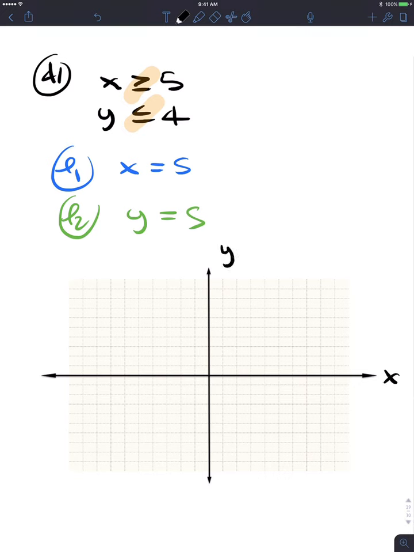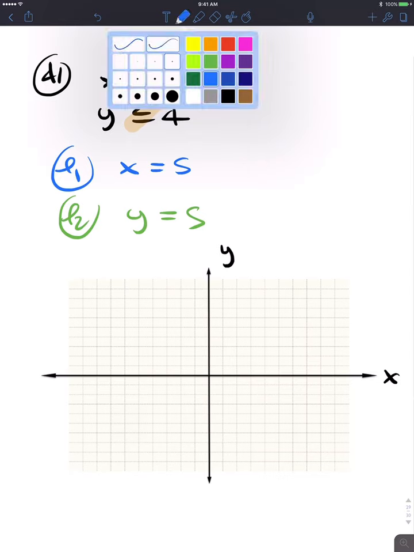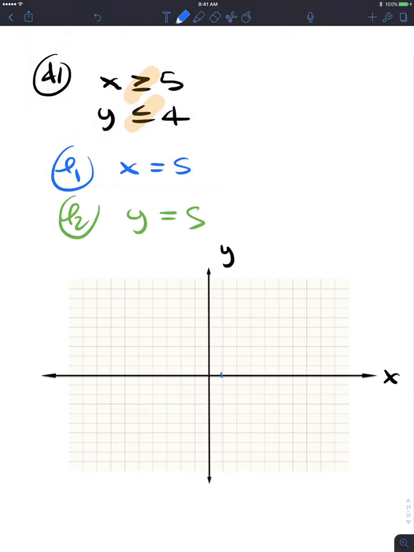X-axis, Y-axis. In blue, X is 5. 1, 2, 3, 4, 5. Right here. We're going to draw R. Looks like it's a solid line. Vertical line through 5. Here's our line.